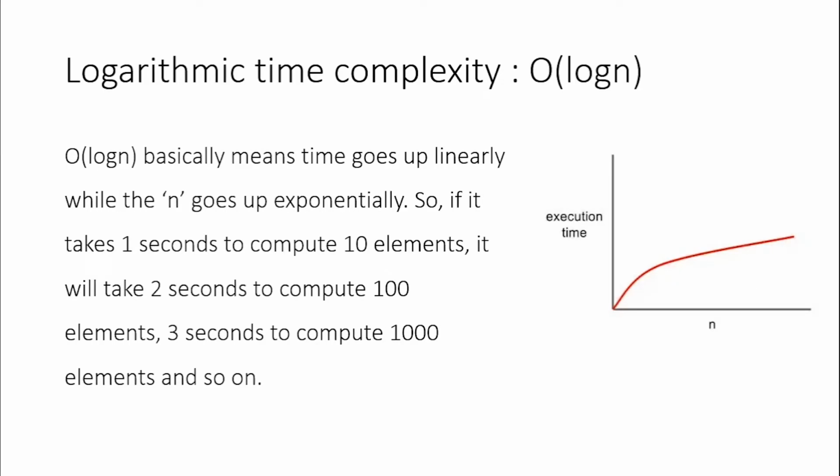Next we have logarithmic time complexity. It is represented by capital O, and in parentheses we have log of n. Logarithmic time complexity basically means time goes up linearly while the n value goes up exponentially. So if it is taking 1 second to compute 10 elements, it will take 2 seconds to compute 100 elements, 3 seconds to compute 1000 elements, and so on. And these are just examples.